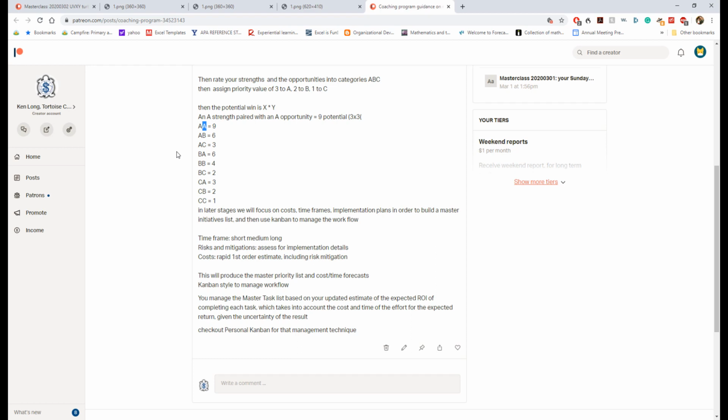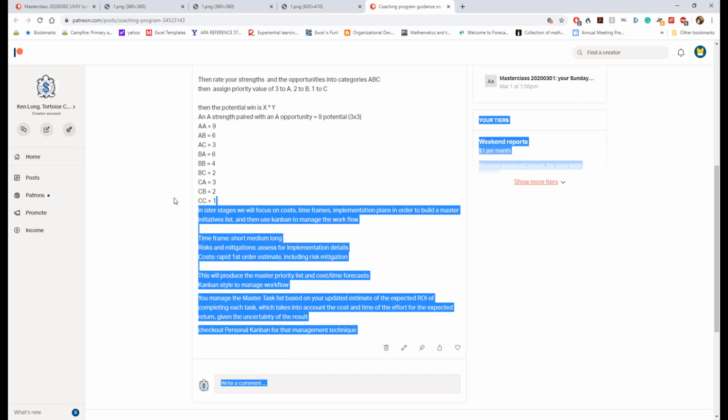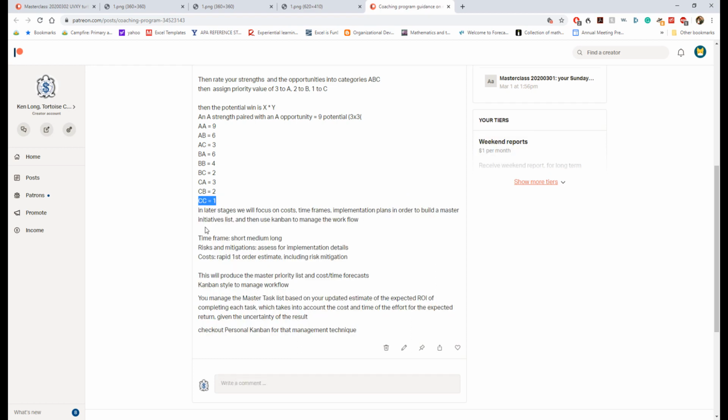Think of that as an R. So one of your great strengths is matched up with a great opportunity. All of the things in that category have a potential R value of 9. Similarly, at the other end, if you have something that you listed as a strength but it doesn't feel like that much of a strength, or isn't that robust, and you have aligned it with a marginal opportunity, well, that's a 1 times a 1, and that would have a potential R value of 1.